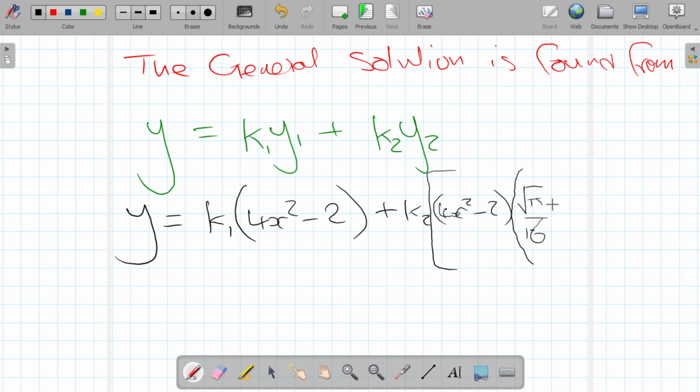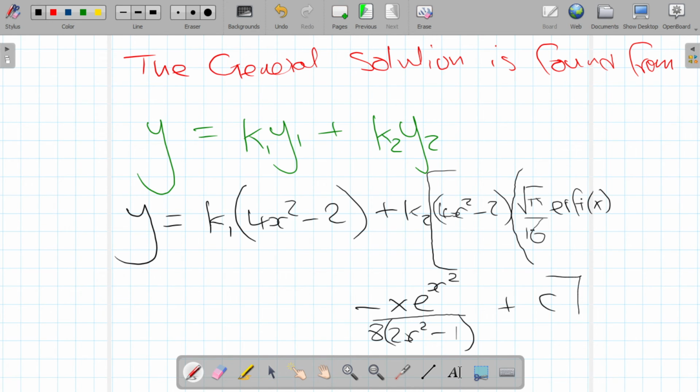That's supposed to be a 16. A function of x. And I'm going to have to go on to the next line. So we've got minus x e to the x squared, all divided by 8 times 2x squared minus 1 plus c.